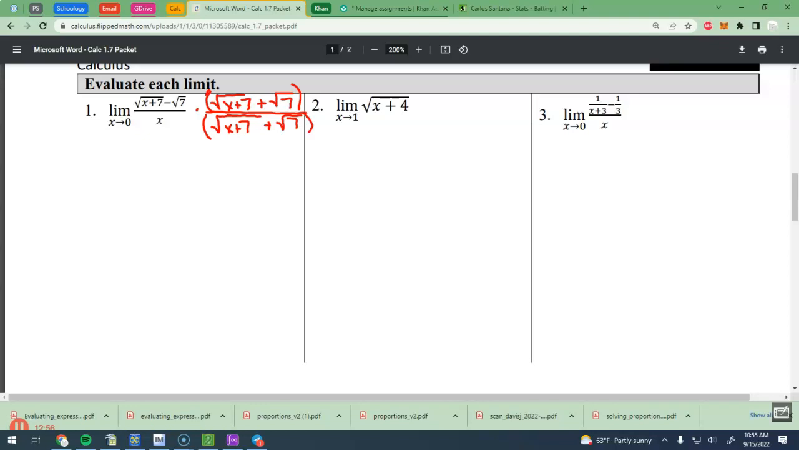It's 1 over 2 root 7. Or you could leave it as 1 over 7 plus root 7.